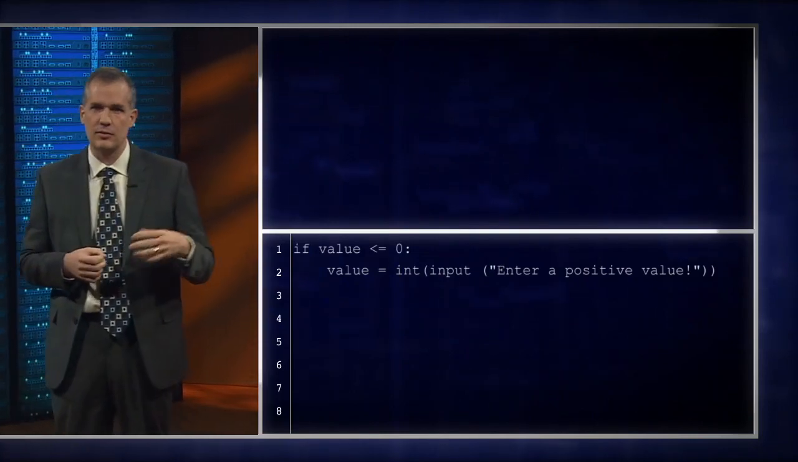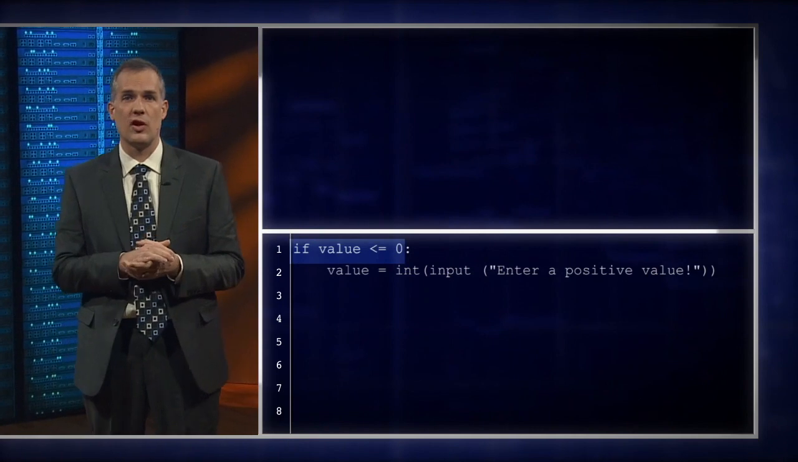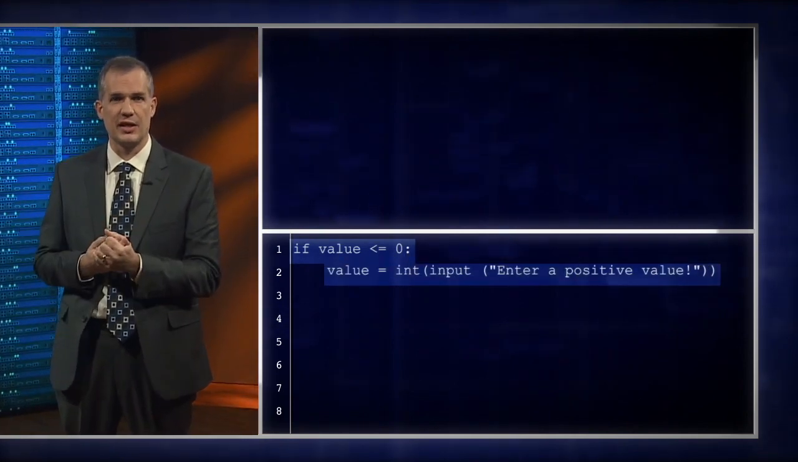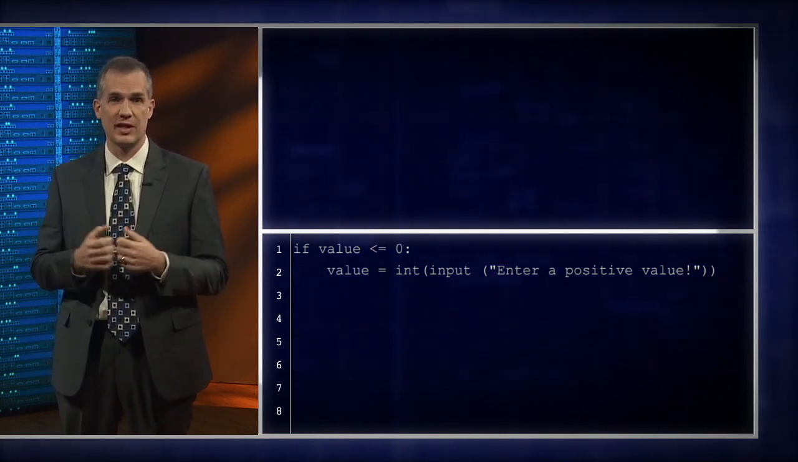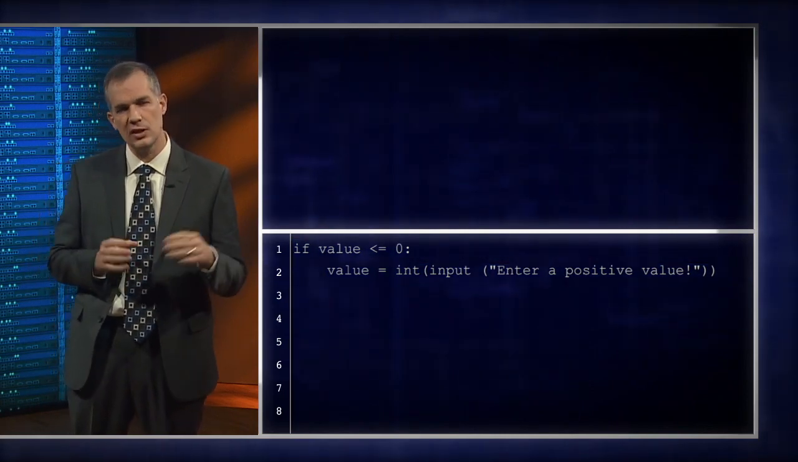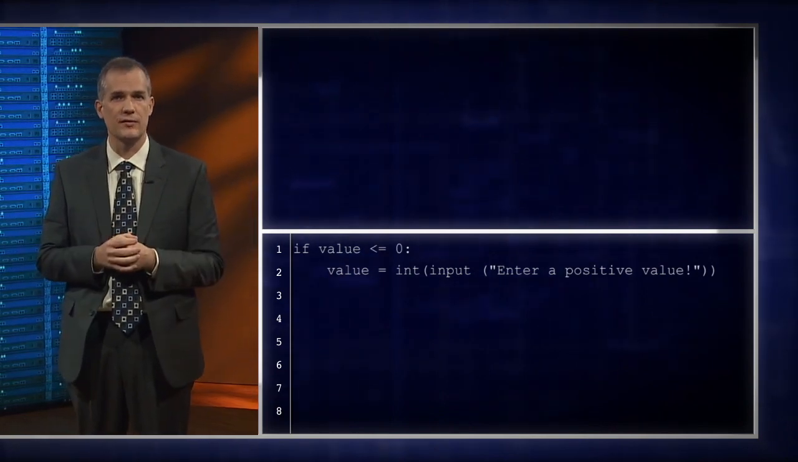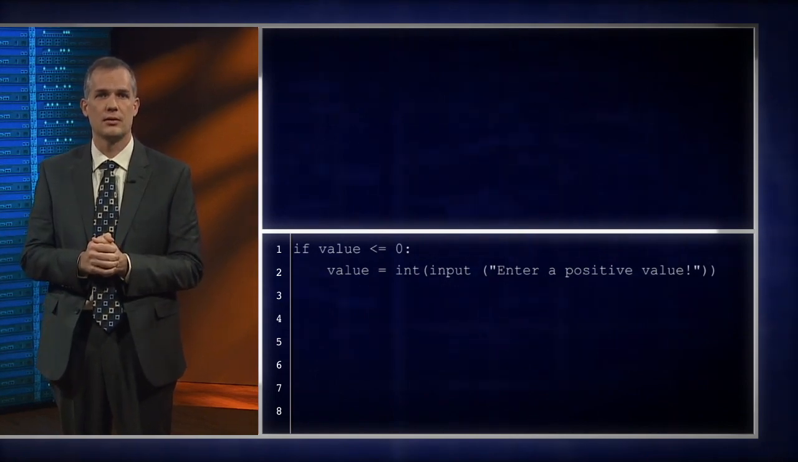An if statement starts with the word if, then has a conditional that can be true or false, then a colon, and then a body that's indented in. The indented part of that code is the stuff that happens if the condition was true. So, our code here checks whether some value is 0 or negative, and if it is, it asks a person to input a positive value instead.